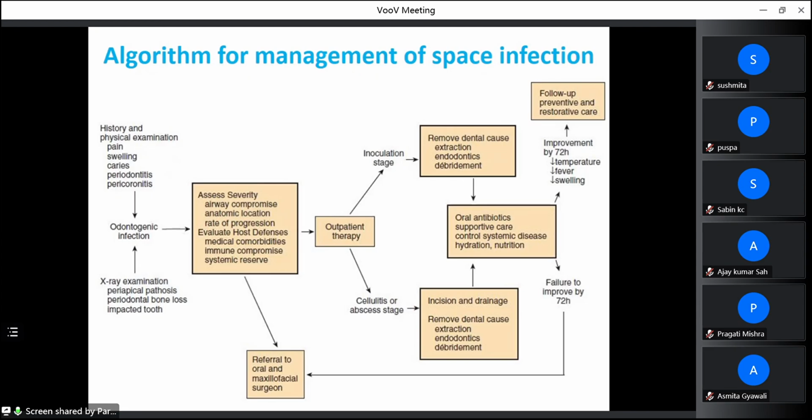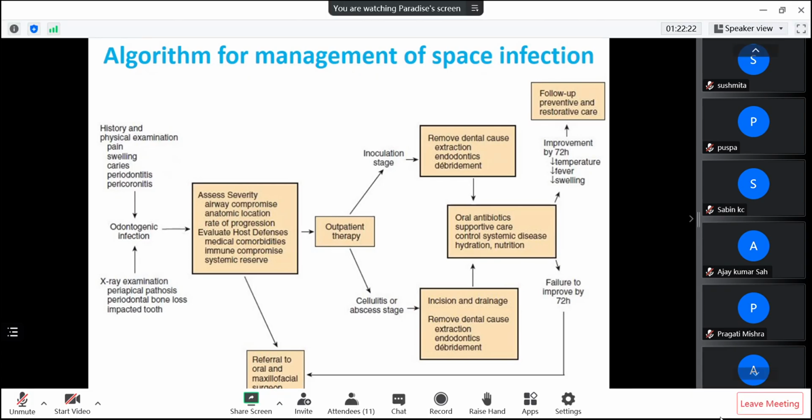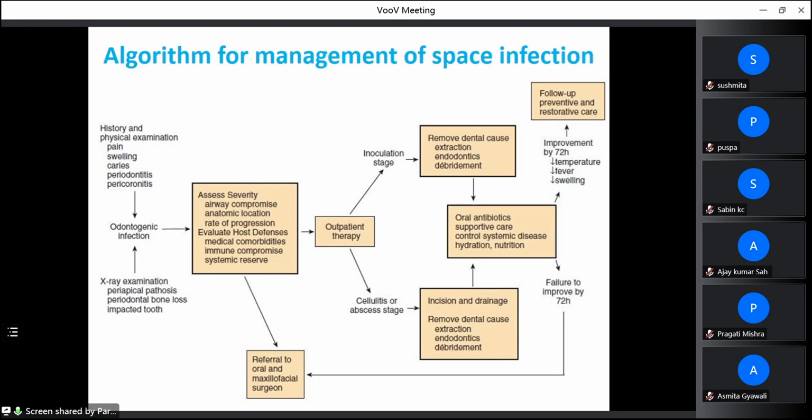If it is in the cellulitis or abscess stage, whenever there is pus, you have to give incision and drainage. Even in the cellulitis stage, it's better to do incision and drainage, because once you do it, the tissue pressure will be released, so the infection will not spread. Most of the time, even though there is cellulitis in the surrounding tissue, an abscess is present in the center. Both are present together. So even in the cellulitis stage, just give incision and drainage. It will decrease the tissue pressure and the infection will not spread.